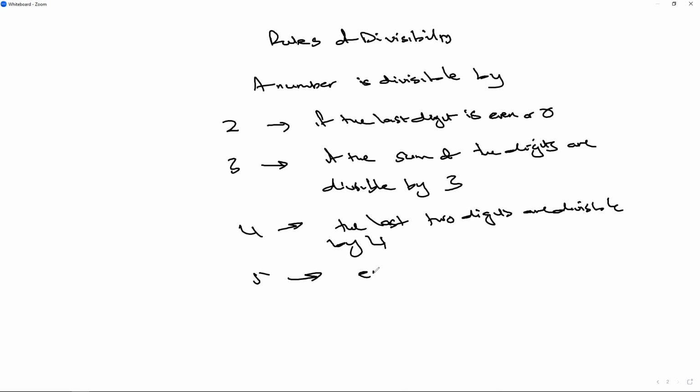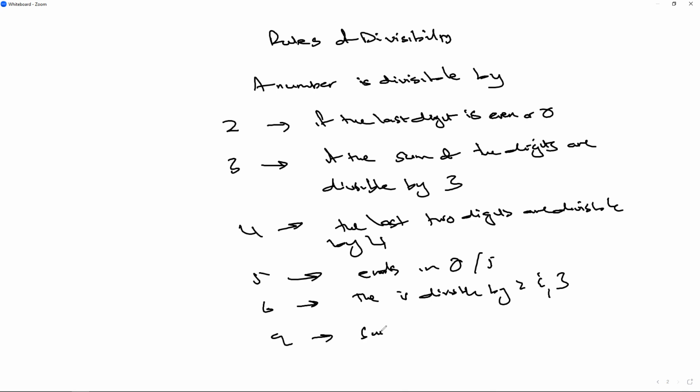Five, remember, if it ends in 0 or 5, it's divisible by 5. Six, the number is divisible by both 2 and 3, by 2 and 3 at the same time. So then 9, the sum of the digits is divisible by 9.